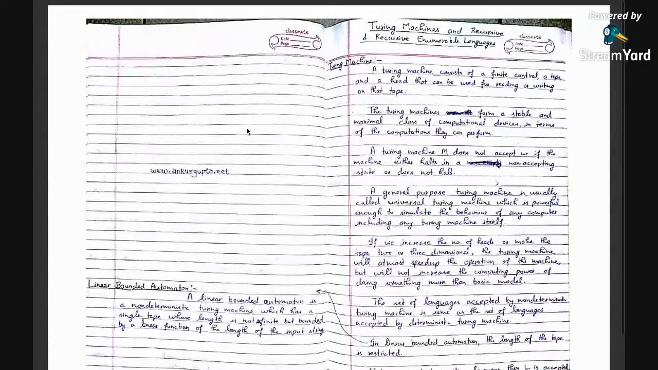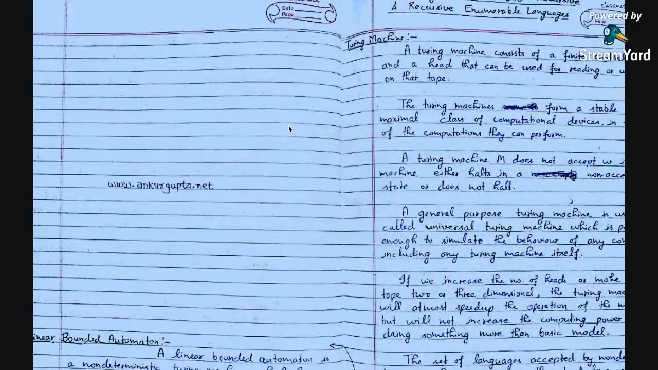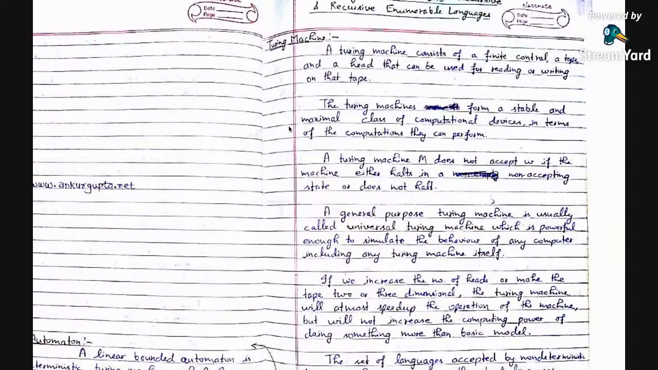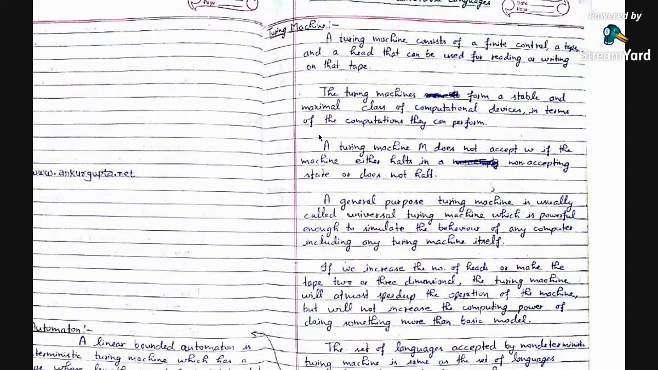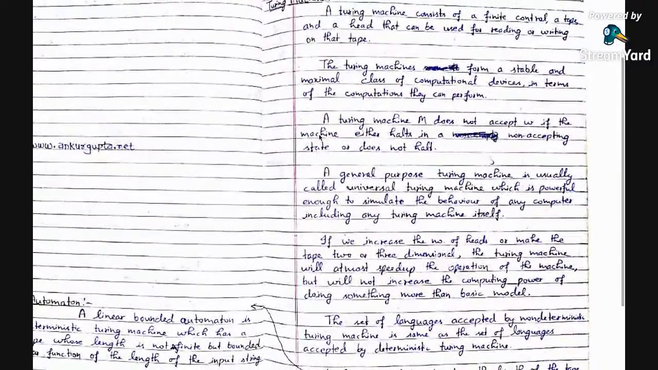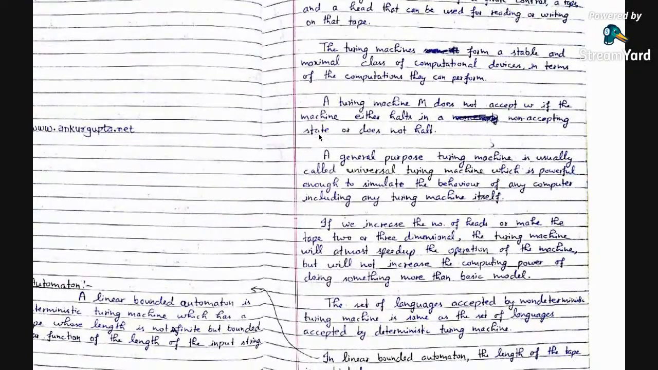Linear bounded Turing machines and recursive Turing machines. A Turing machine consists of a finite control, a tape and a head that can be used for reading or writing on that tape. The Turing machines form a stable and maximal class of computational devices in terms of the computations they can perform.